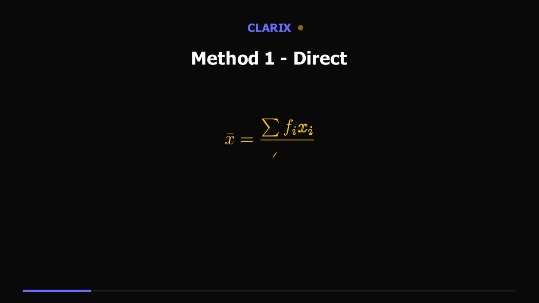Method 1, the direct method. Multiply each class mark xi by its frequency fi, add all those products, and divide by the total frequency. In symbols, the mean is the sum of fixi over the sum of fi. That's it. It's a weighted average, where busier classes pull the mean toward themselves.